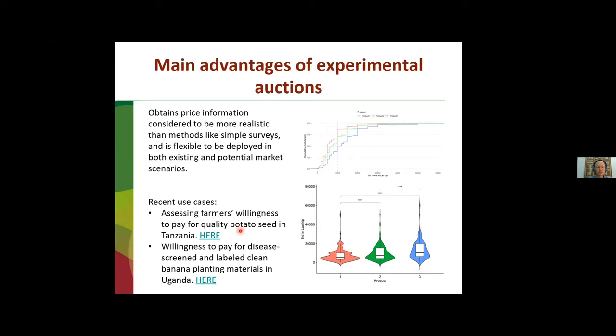Here are some examples for farmers' willingness to pay in potato seed in Tanzania and banana planting materials in Uganda that you can check out.